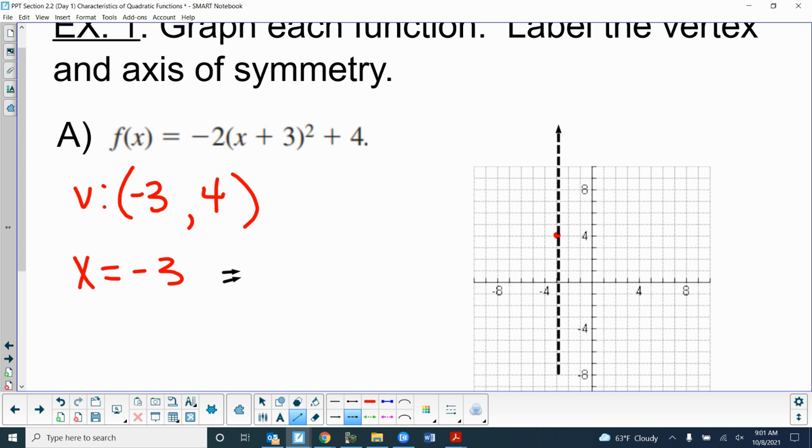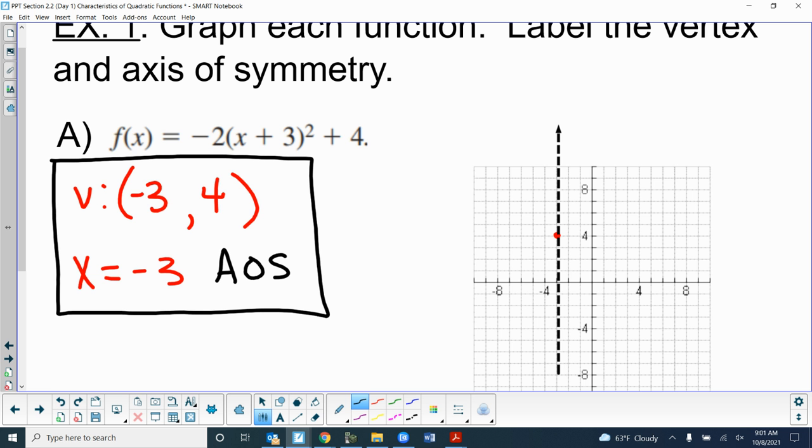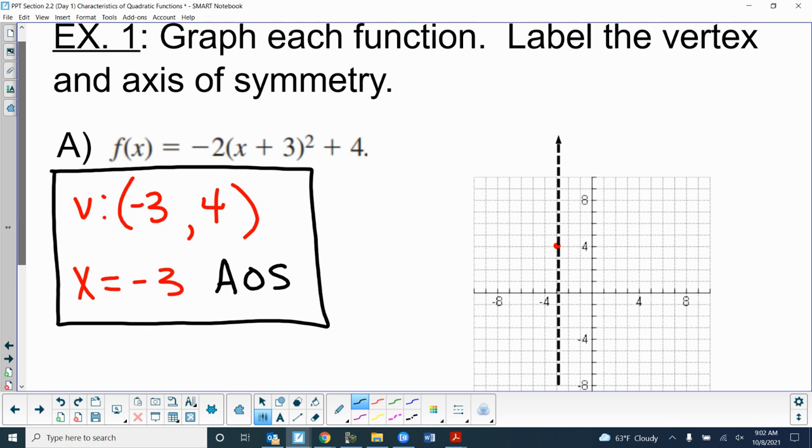So what do we call... whoops, I gotta get off of that. Get back to my pen. All right, so this is the AOS, right? And there's my vertex. So I did those two things. It also said we should graph it now, right?